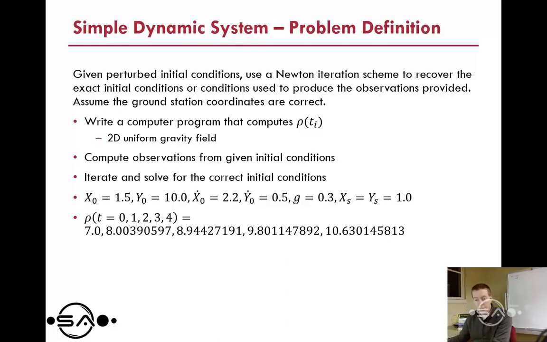And then you're going to use the Newton iteration scheme in order to solve for the exact initial conditions. Fair enough?